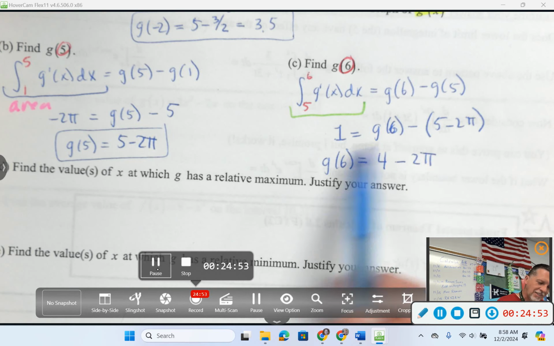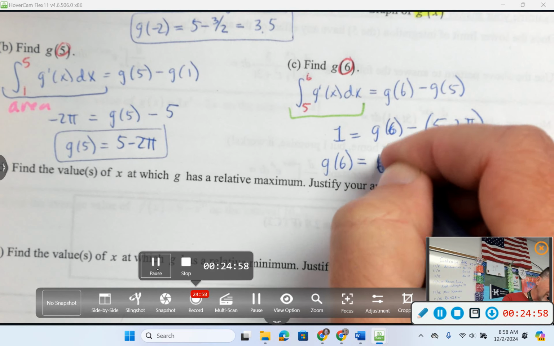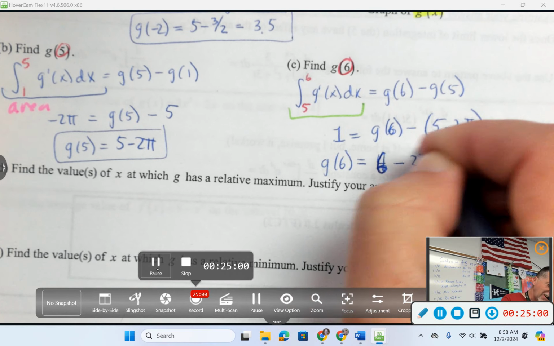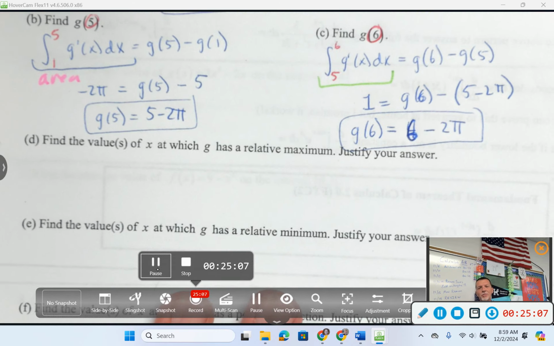Yep, you're right. I was like, wait a minute, this does not look right. If I move the 5 over, I add the 5 over and get 6. There we go. 1 plus 5 is 6. Yes. Got my 2 pi's right, I just couldn't do 1 plus 5.